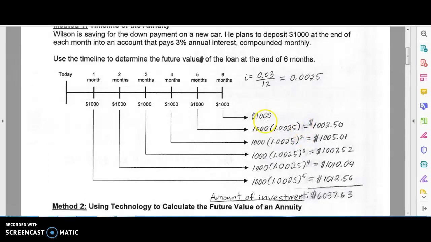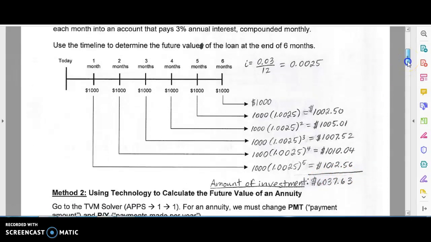doesn't change anything. And then the very last payment at the end of 6 months basically is going to earn you no interest because you are making that payment on the last day of the investment. So there's no time left, meaning there's no interest on the 6th payment, which is made at the end of the 6 months. Okay, so you figure out the amount each monthly payment is worth, which we've done over here, add them all together. And this tells us that Wilson's investment of $1,000 at the end of every month for 6 months will be worth $6,037.63. Okay, so that's the timeline method.